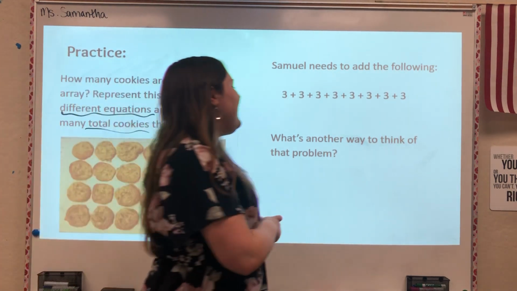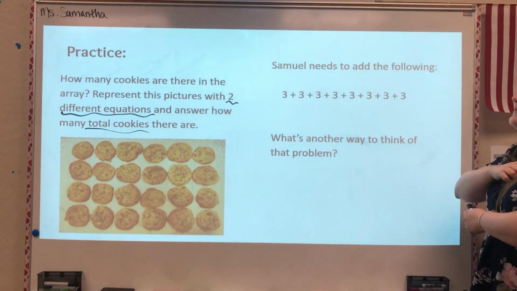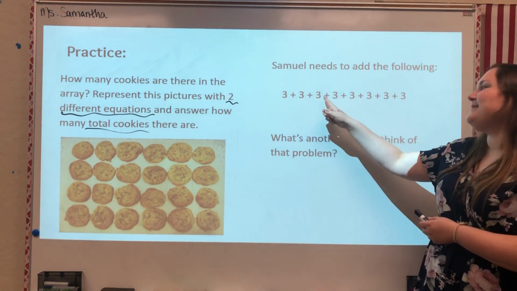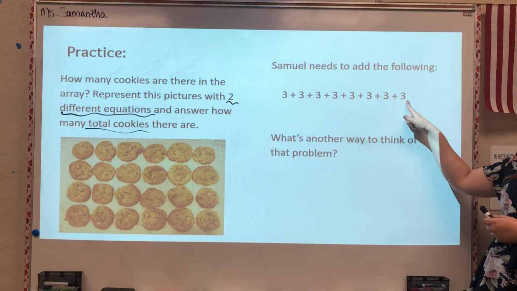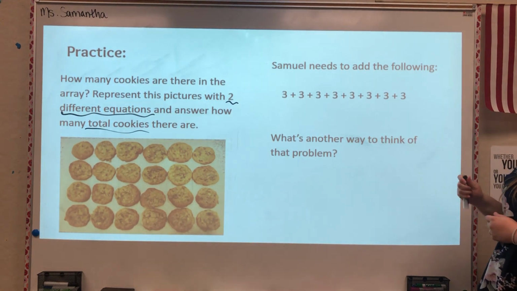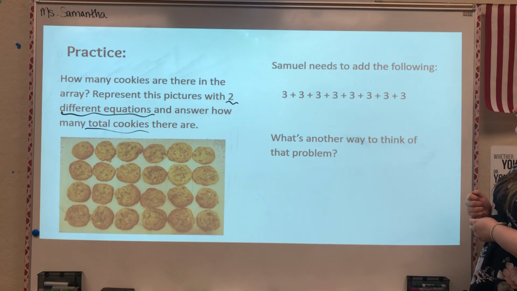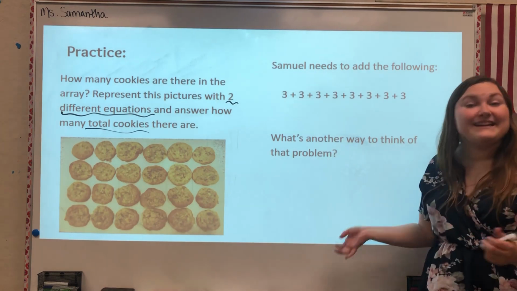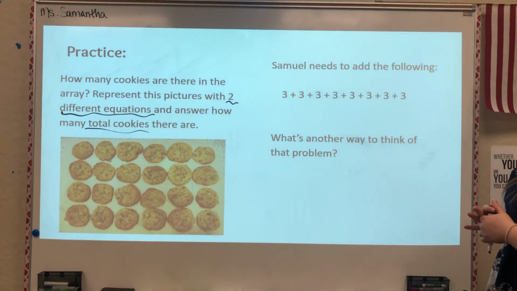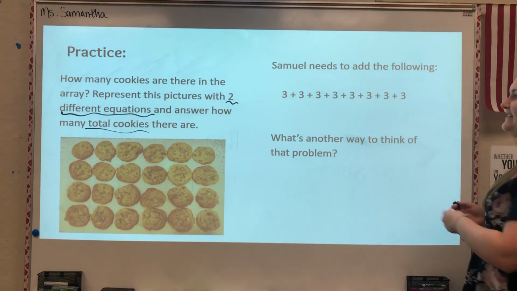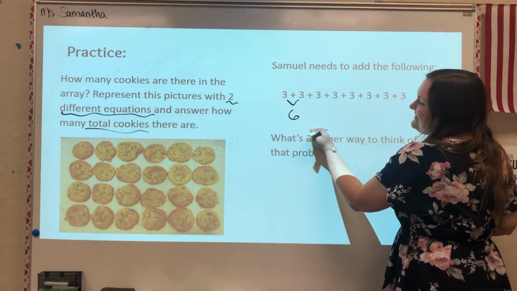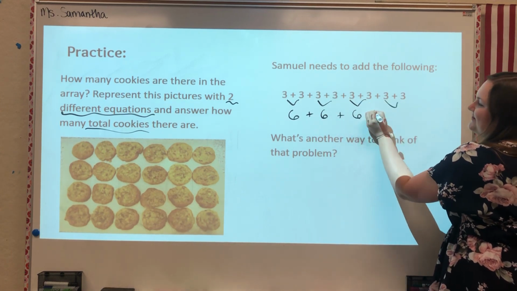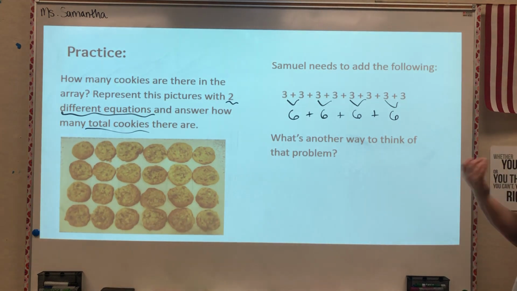Okay. The other practice problem over here is Samuel needs to add the following. We've got 3 plus 3 plus 3 plus 3 plus 3 plus 3 plus 3 plus 3. And the question is, what is another way to think of that problem? For this one, I wanted to talk through it a little bit because there's a lot of different answers you could put here. If you're just thinking of repeated addition in a different way, instead of saying 3 plus 3, we could say this is the same thing as 6 plus 6 plus 6 plus 6, or keep going with that and write more addition problems.